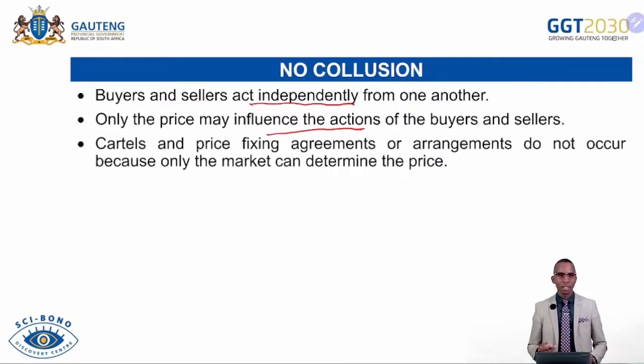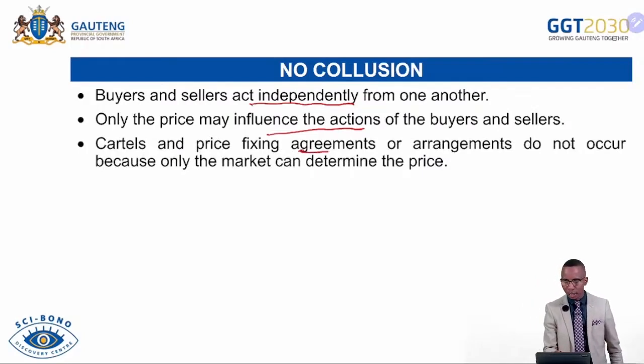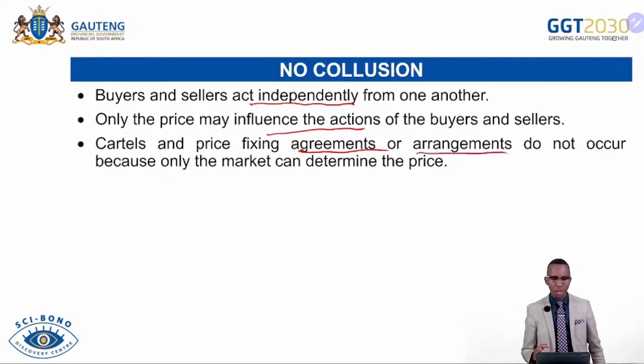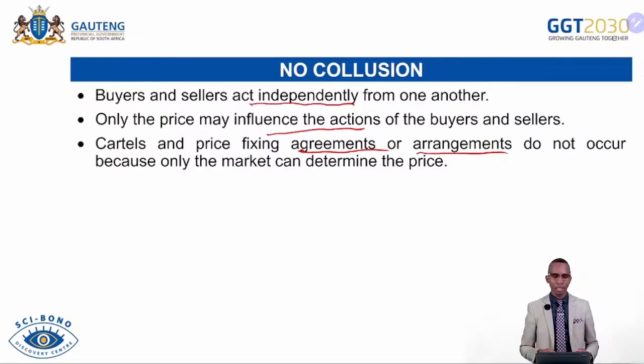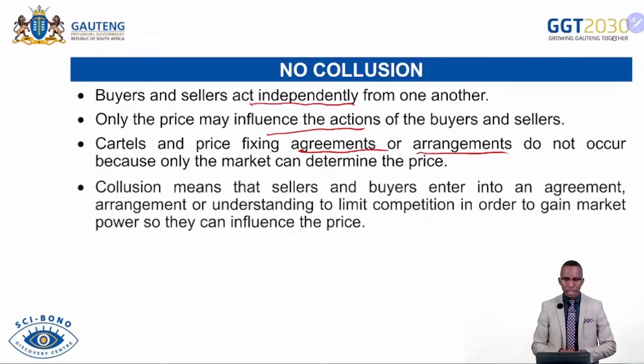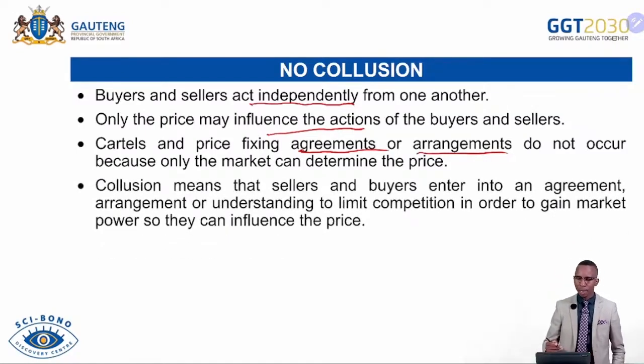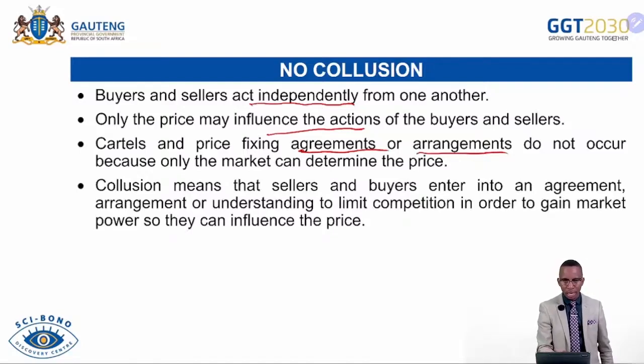And then cartels and price fixing agreements or arrangements do not occur, because only the market can determine the price. Firms cannot meet and discuss. Firms cannot form measures in order to restrict the competition within the economy or within the market. Collusion means that sellers and buyers enter into an agreement, arrangement, or understanding to limit competition in order to gain market power so they can influence the price.